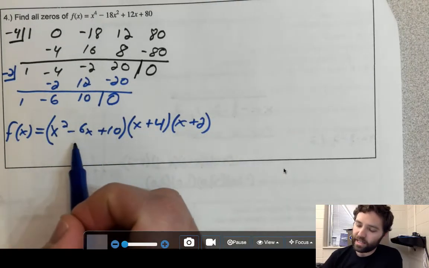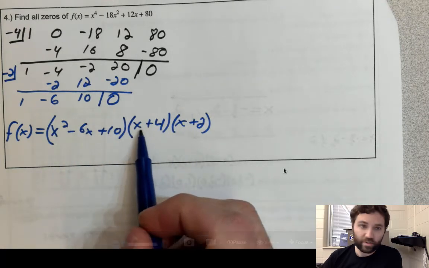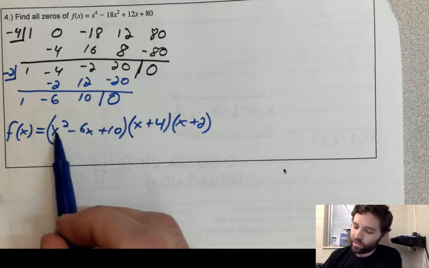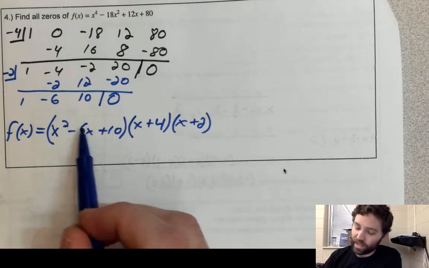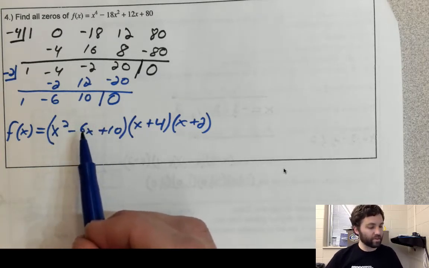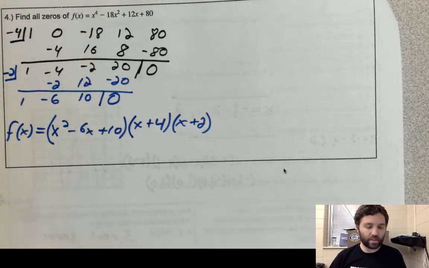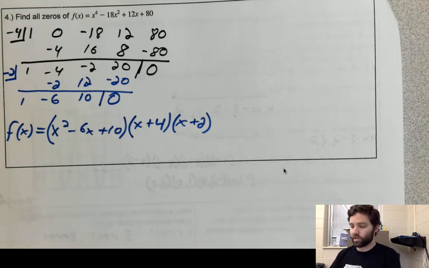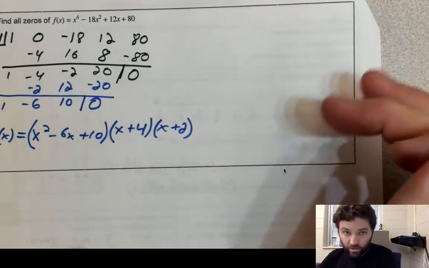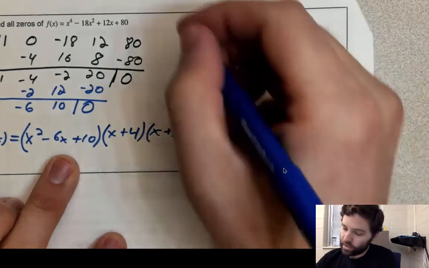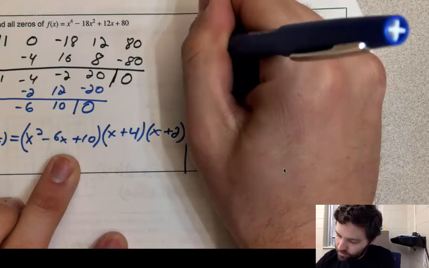I already know what the 0 of x plus 4 is, -4, and x plus 2 is -2. I need to figure out what the zeros of this are. In other words, I need to figure out what this is when it's set equal to 0. Okay, so to do that, we are going to need to use the quadratic formula. It does not factor. We already know that our answers are going to be imaginary because they didn't show up on the graph. All right, so let's go quadratic formula here.